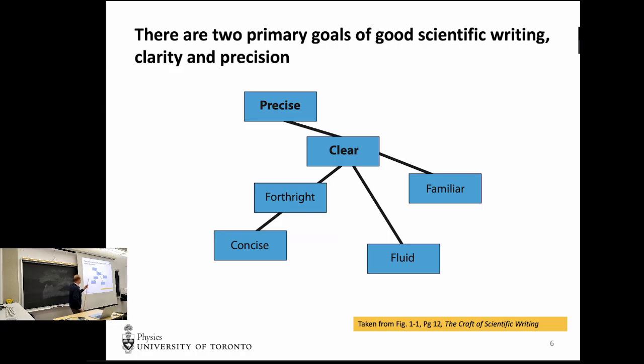So it's important for any scientific piece to be precise. But precision also requires clarity. What you write has to be clear to the people who are reading it. It can't obfuscate the issue. But there are ways that you can actually achieve that.